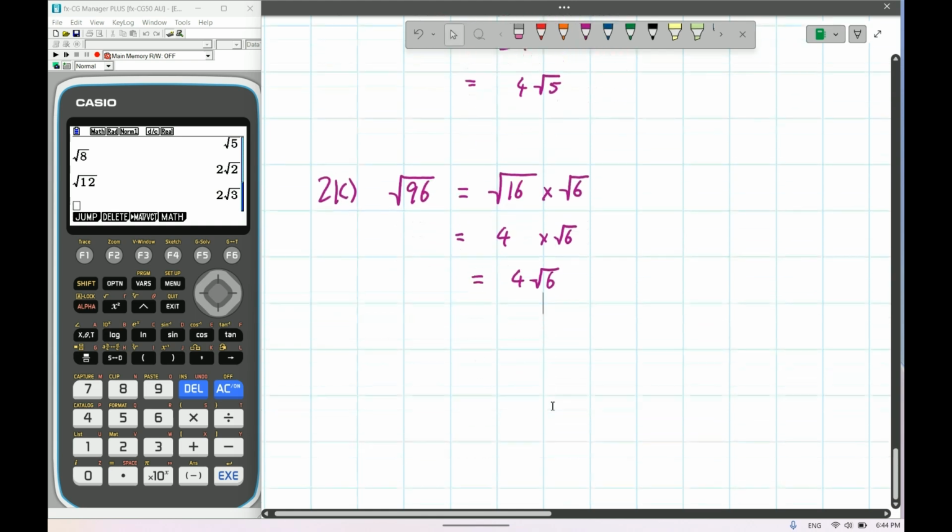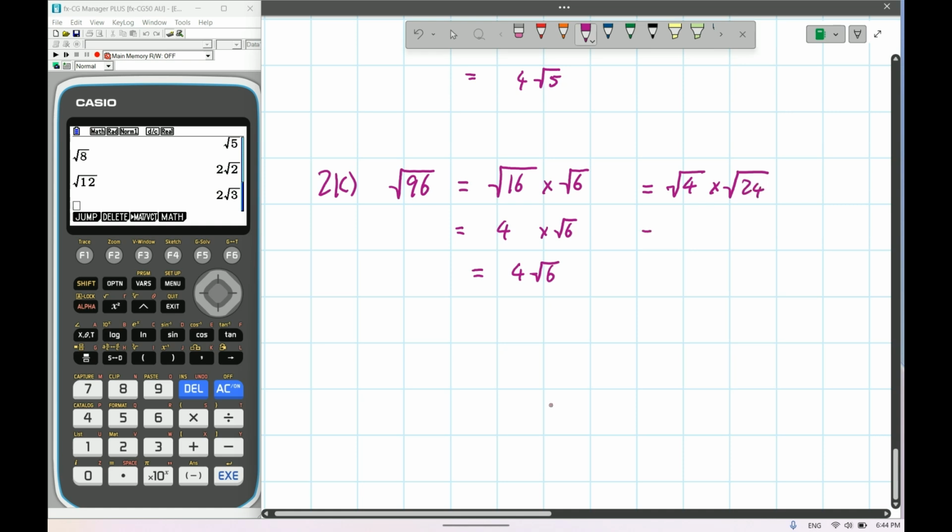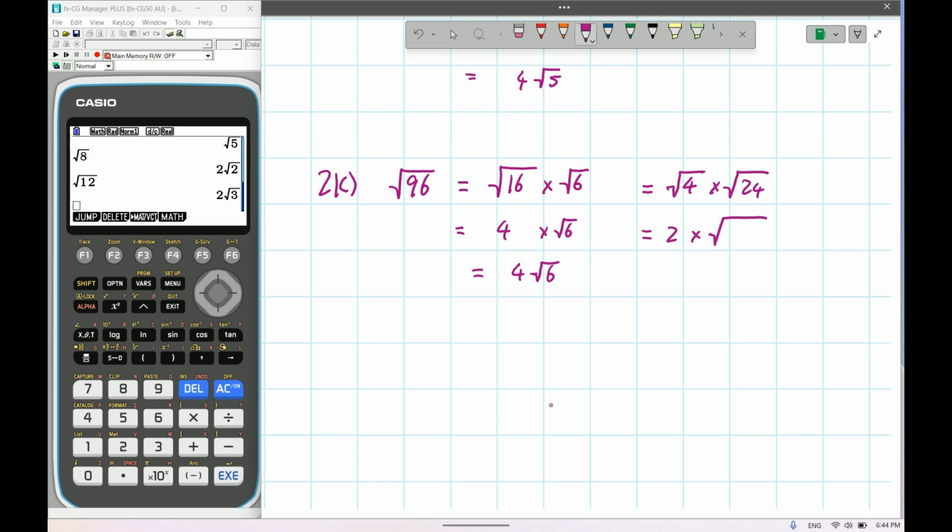If you need to do it with a little bit more working out, you can break it up into square root 4 times square root 24. And then you can break up the square root 24 into a 4 and a 6 again. And the 2 and the 2 will make a 4. And then the 4 and the square root 6 will make a 4 root 6. All right, cool.